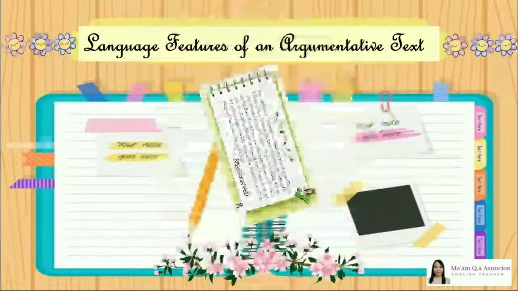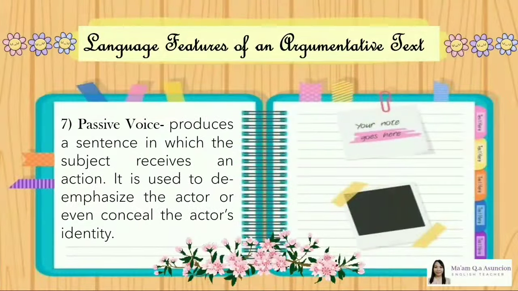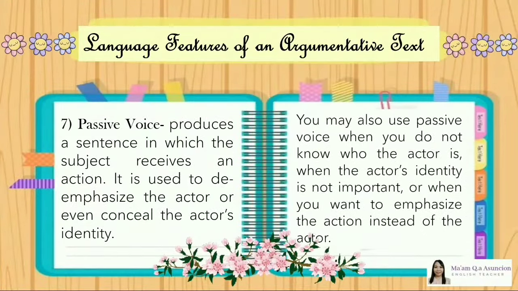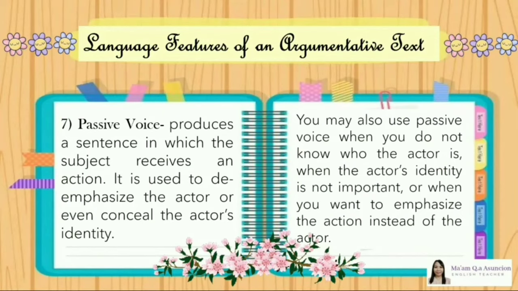Number 7. Passive voice produces a sentence in which the subject receives an action. It is used to de-emphasize the actor or even conceal the actor's identity. You may also use passive voice when you do not know who the actor is, when the actor's identity is not important, or when you want to emphasize the action instead of the actor.